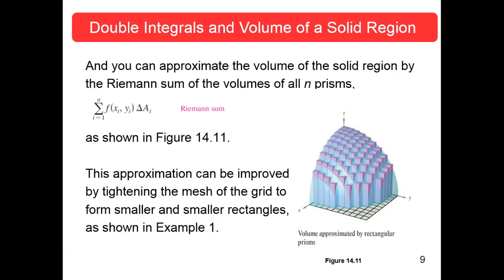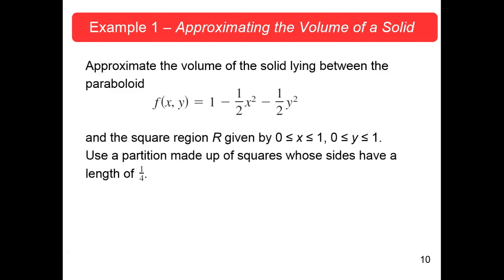This approximation can be improved by tightening the mesh of the grid to form smaller and smaller rectangles, as shown in example 1. Oh, we haven't gotten there yet. We'll get there, and we won't enjoy it when we're there, I promise you. But anyway, the more rectangles you have, the better you are at approximating the volume.